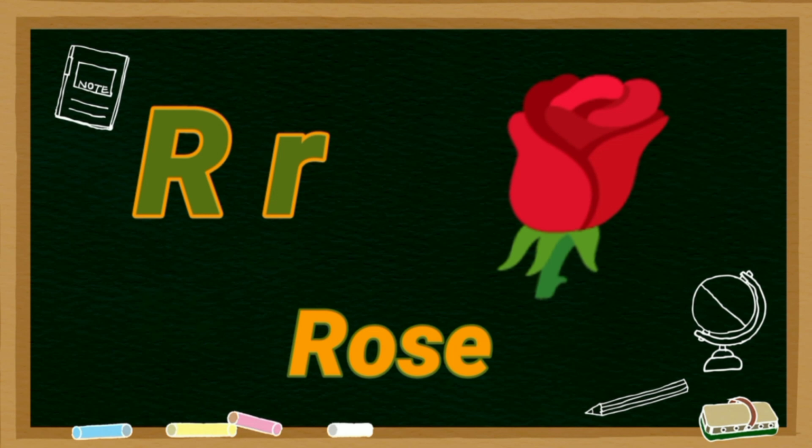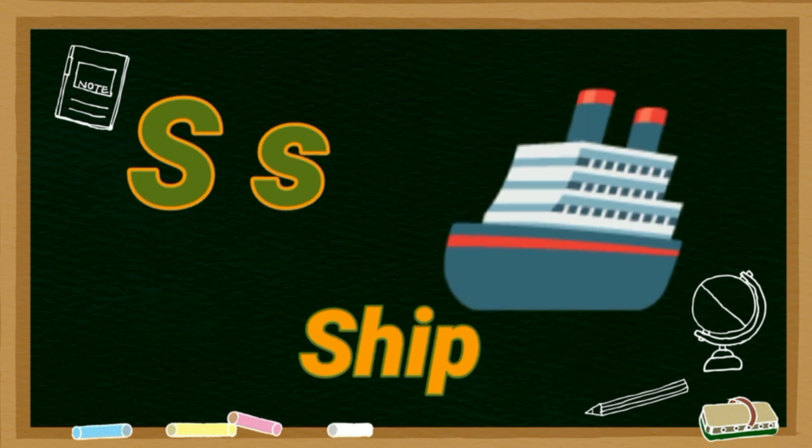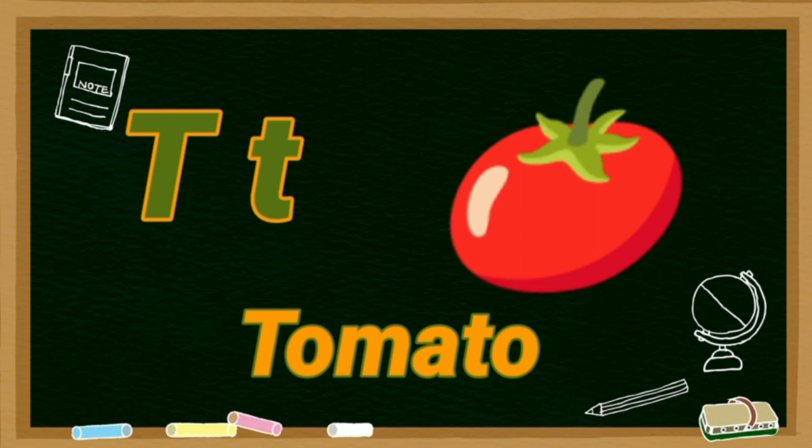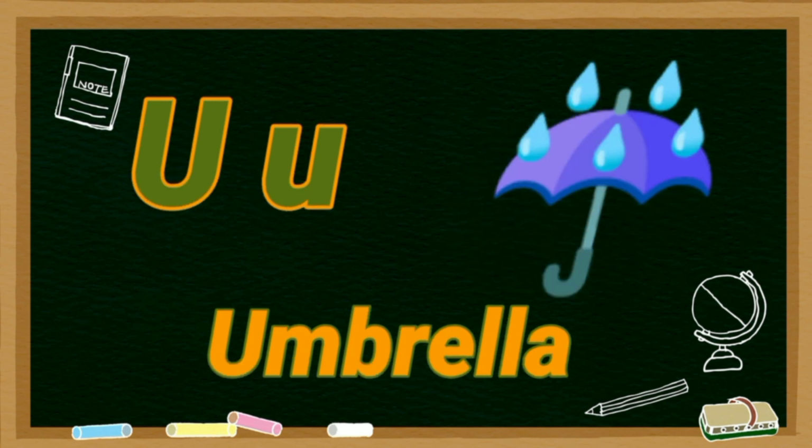R is for rose. S is for sheep. T is for tomato. U is for umbrella.